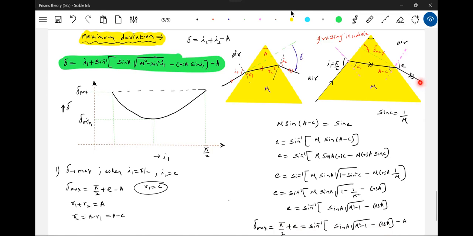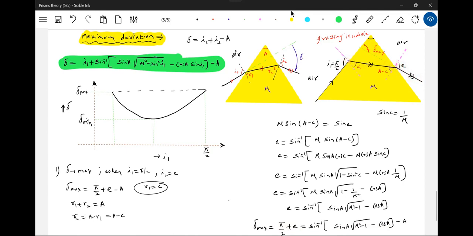From the principle of reversibility of light, if the ray of light is incident on this face, then it will retrace its path, no? Then also the deviation will be maximum. Then this will become the angle of incidence, and this will become the angle of emergence. So, sir, we are not understanding. From the principle of reversibility of light, if the incident ray first strikes this face at an angle of incidence E, then it will retrace its path, no?